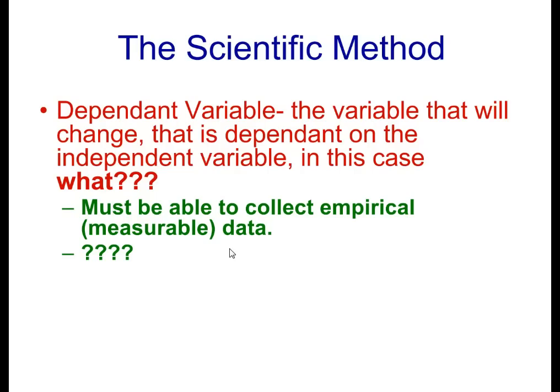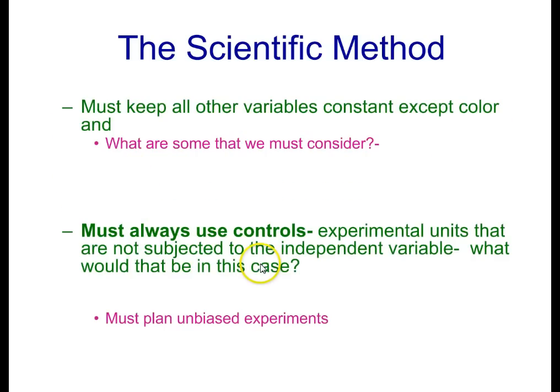Let me go on down to a couple more here. Keep them constant. And I wanted to get this bottom point. It said bias. We're not supposed to want an experiment to come out a certain way. So if I say, yep, I squeeze this banana and it's a lot softer than this one, there's bias built into that.